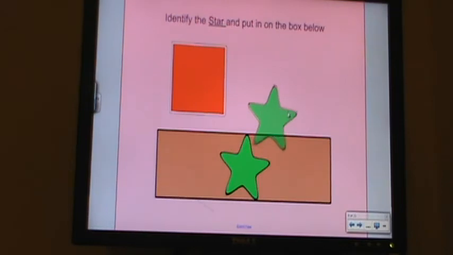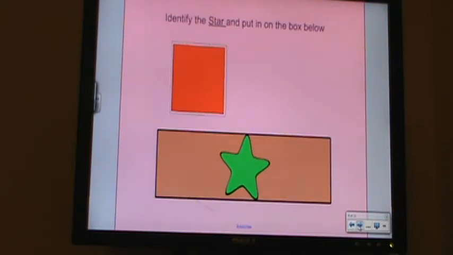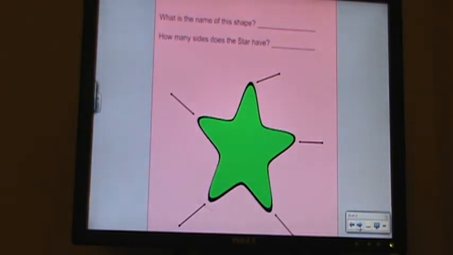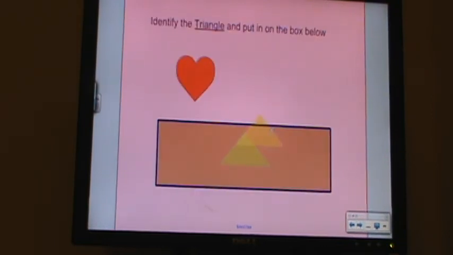I will be introducing the star. I will be asking the students to raise their stars up in the air. I will tell the students that the star is a geometric shape that has 5 sides. I will have one student come up to the Smartboard, identify the star, put it in the box below. I will then ask the student to write the name of the shape and to write how many sides the star has. Then we are going to be looking at different things that are shaped like a star. In this example, we have paper clips and a sugar star. We are going to be moving on to the next shape, and this is a triangle.